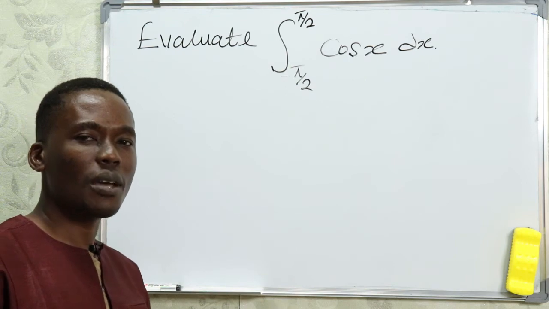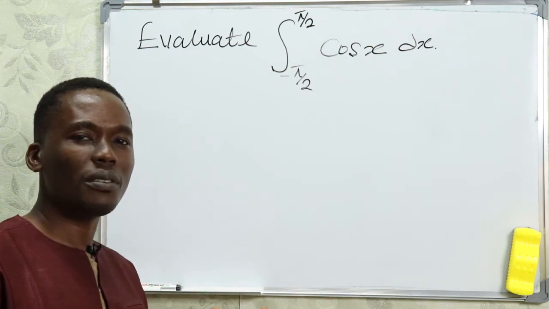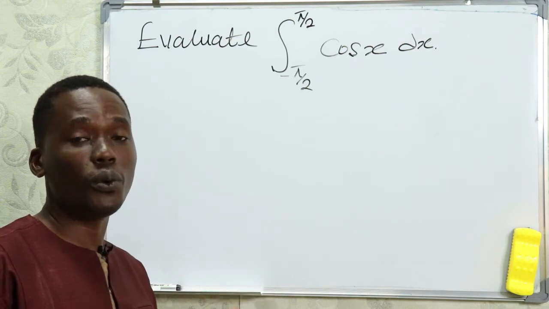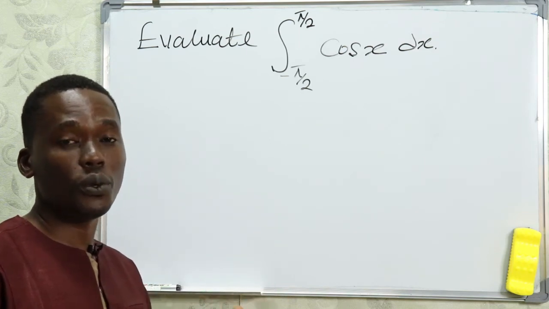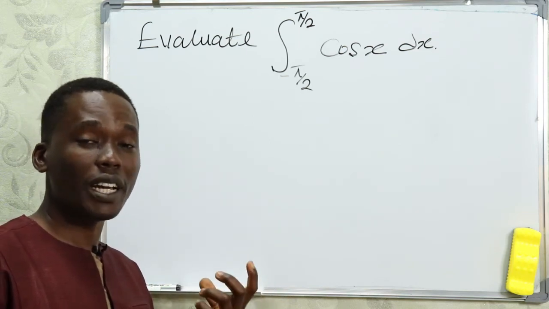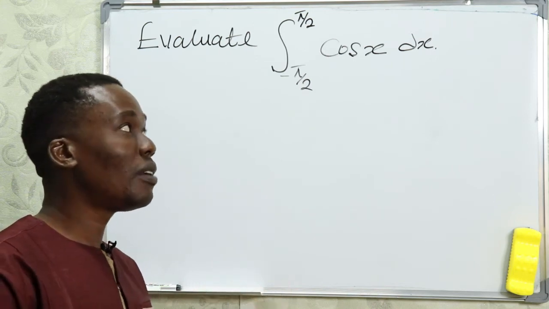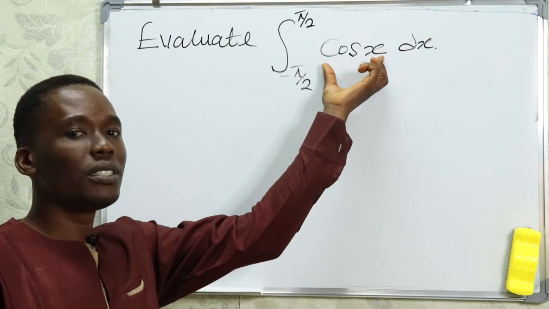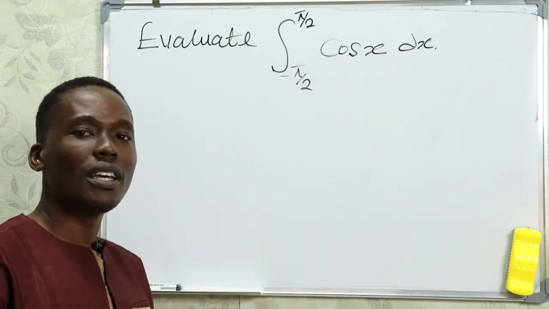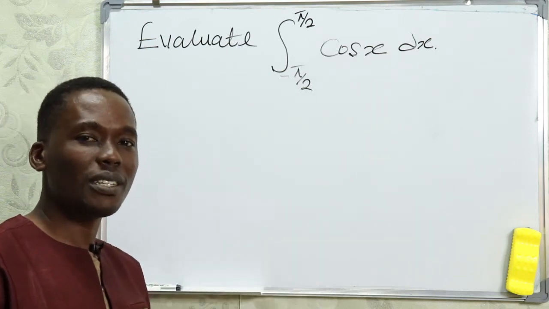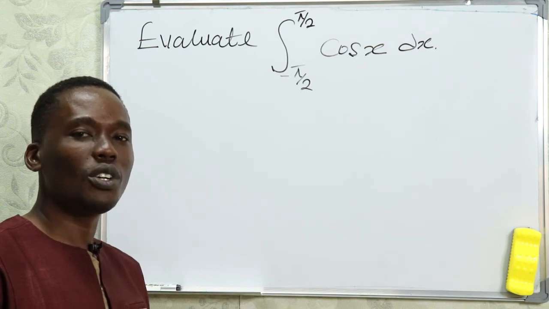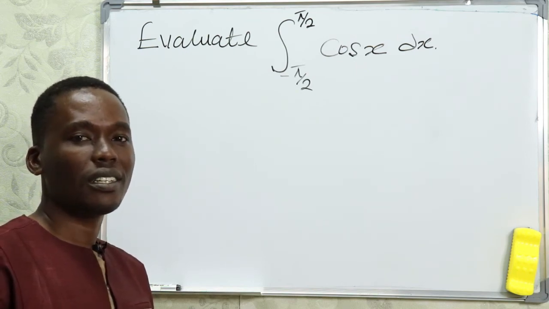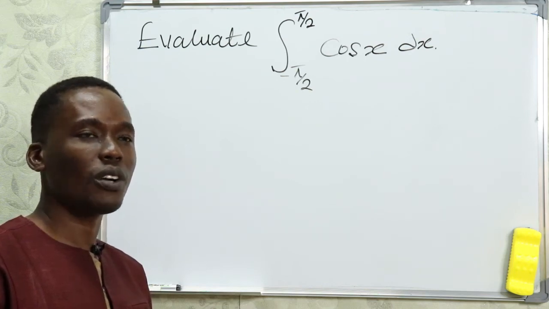The first time, we looked at the integral of sine of u, which is minus cos u. Now the reverse is the case. If you are asked for the integral of cos x, it is not going to give you a negative sign this time around. It's going to give you plus sine x, that is a positive sign, plus the constant.